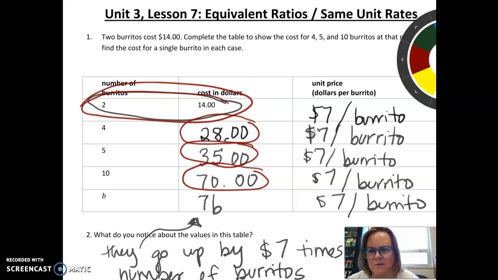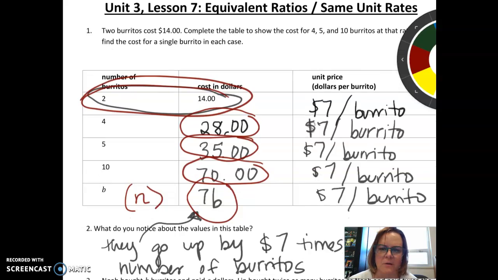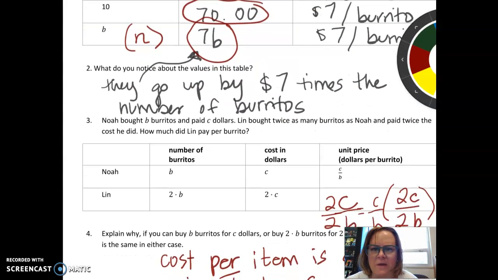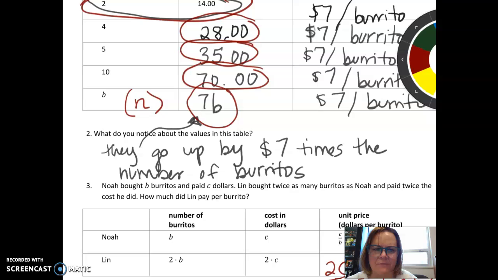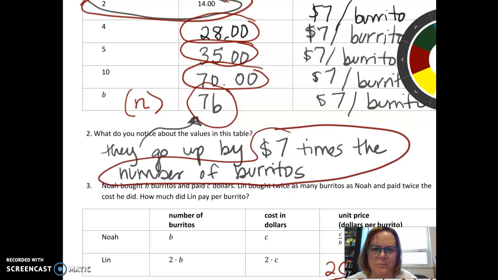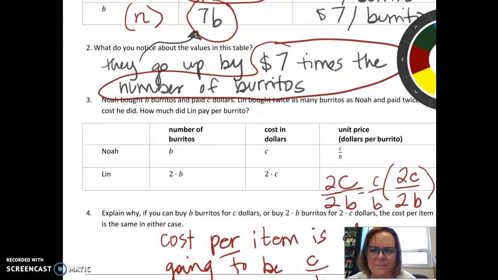B burritos. Remember, in class we use a lot of N for the number of things. We can also use letters like B or C or D or really any letter of the alphabet. So in this case, B for burritos. Any number of burritos, we're just going to take 7 times that number, and that's always going to be $7 a burrito. So what do you notice about the values? Well, it's just going to be $7 times the number of burritos, or 7B.